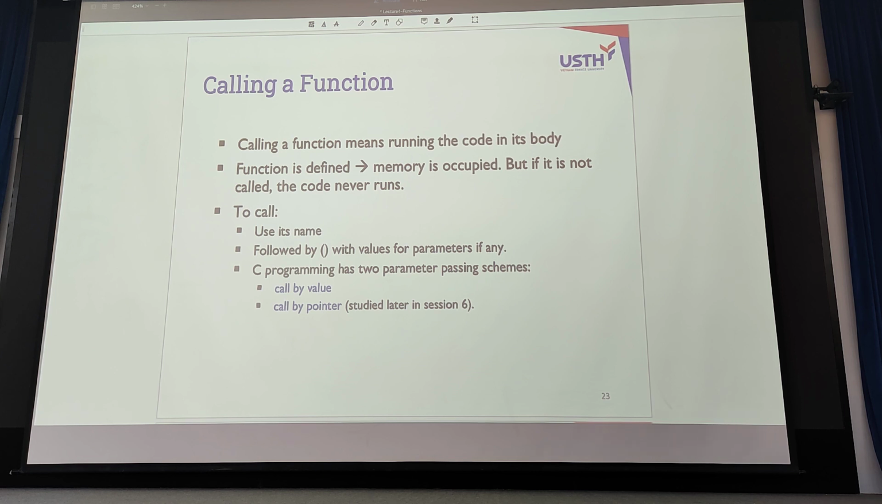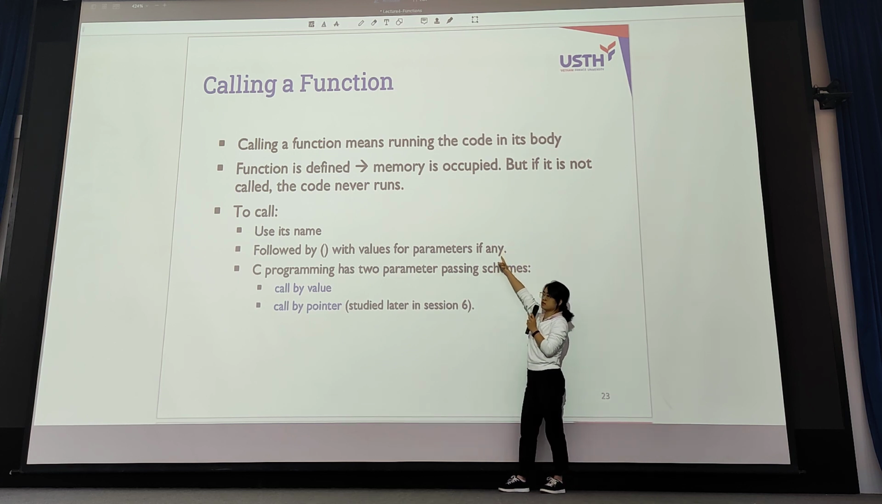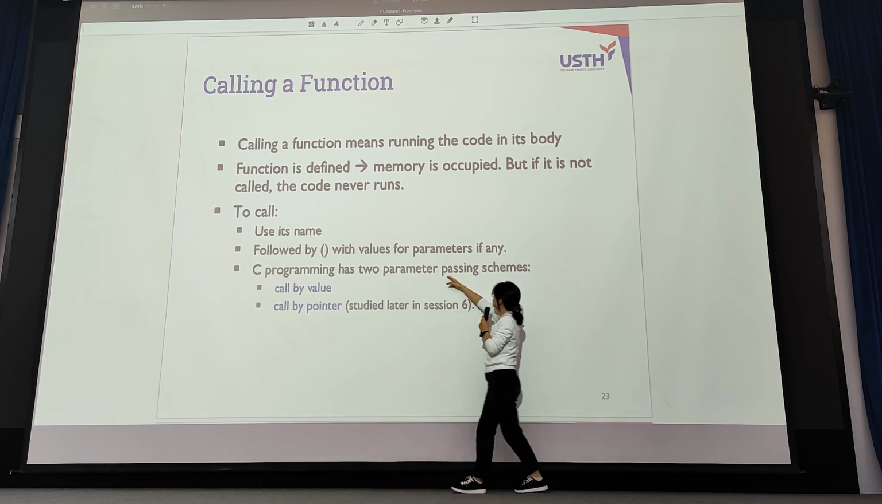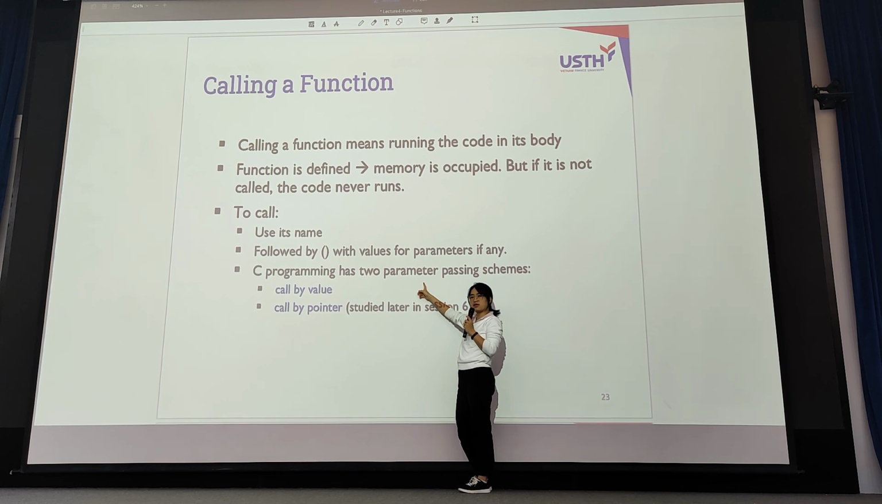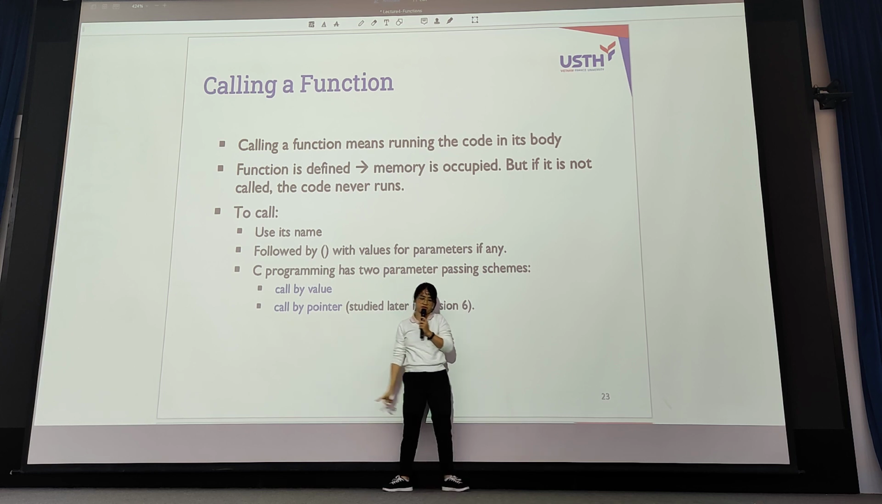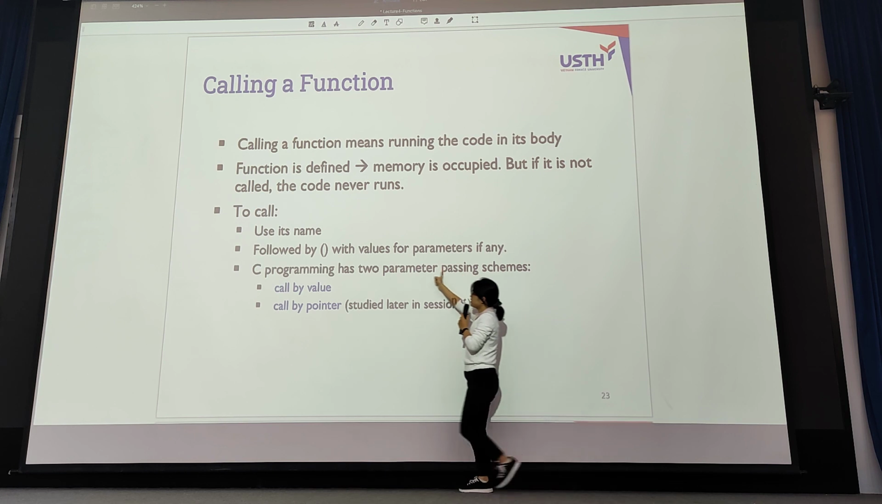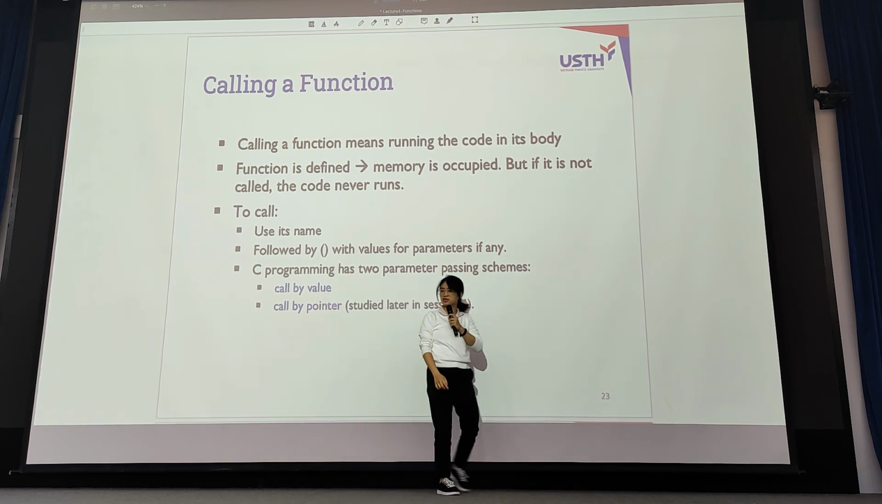Okay, so previously we mentioned how to call the function. Use its name followed by the parameters. When you call a function, you provide parameters, and there are two schemes for passing the parameters. Either you can pass the parameters by value or by pointer. You are familiar with passing the parameters using value. We have done it.